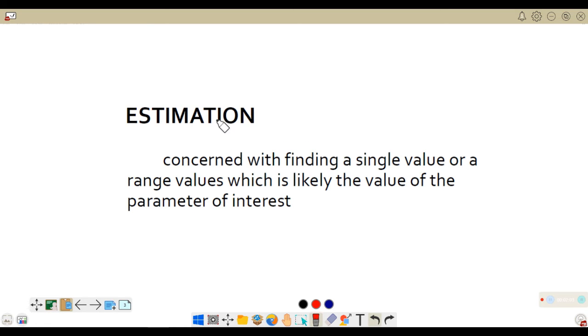So what do we mean by estimation? Estimation is concerned with finding a single value or a range of values which is likely the value of the parameter of interest. When we say parameter, this is the true value from the population.